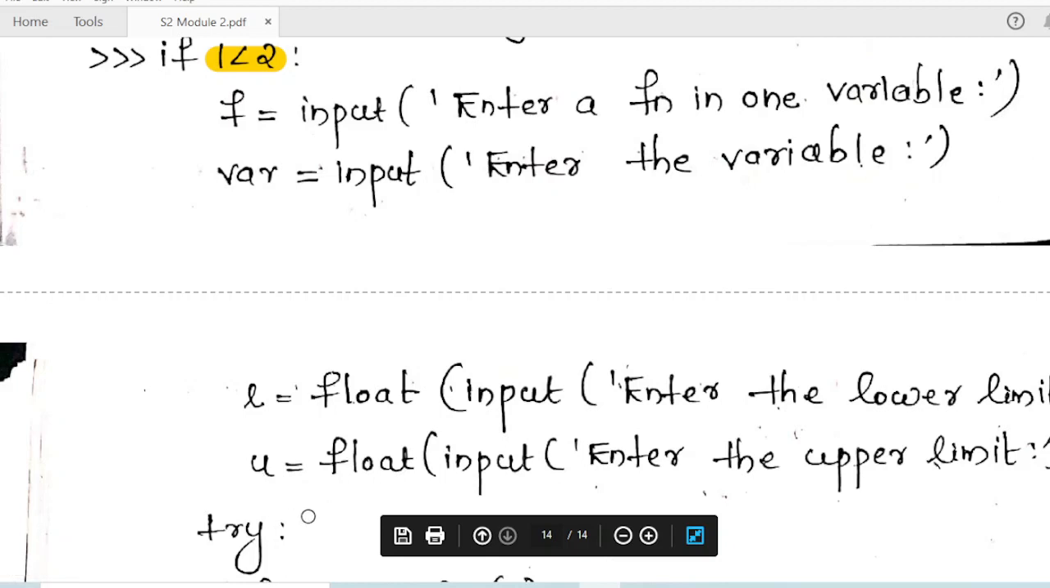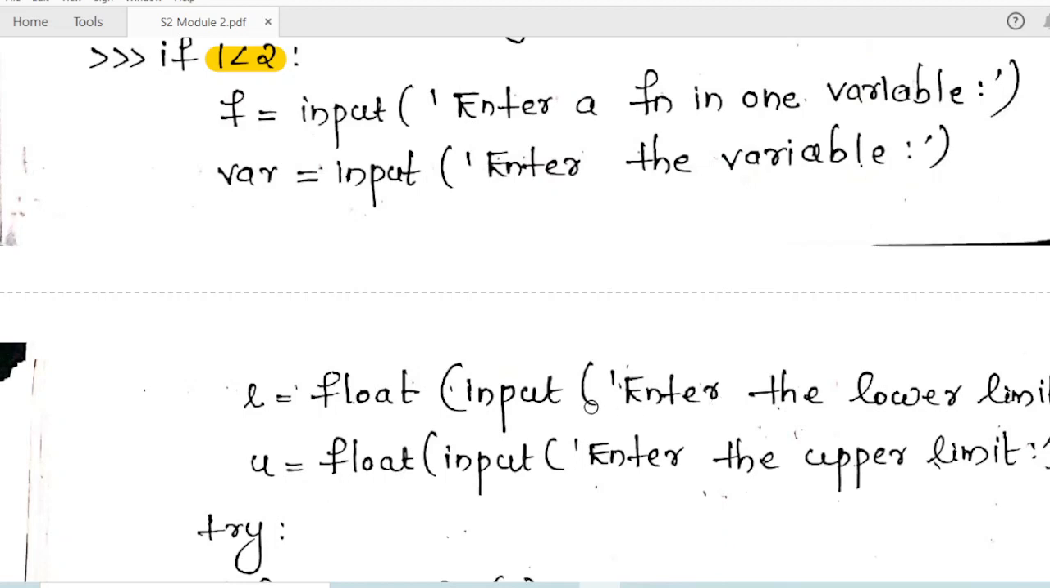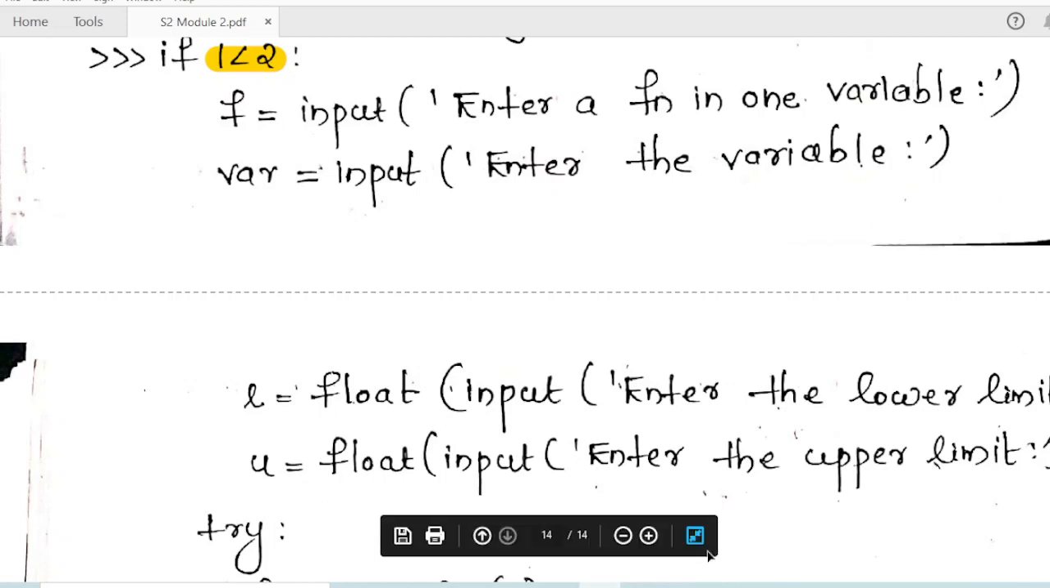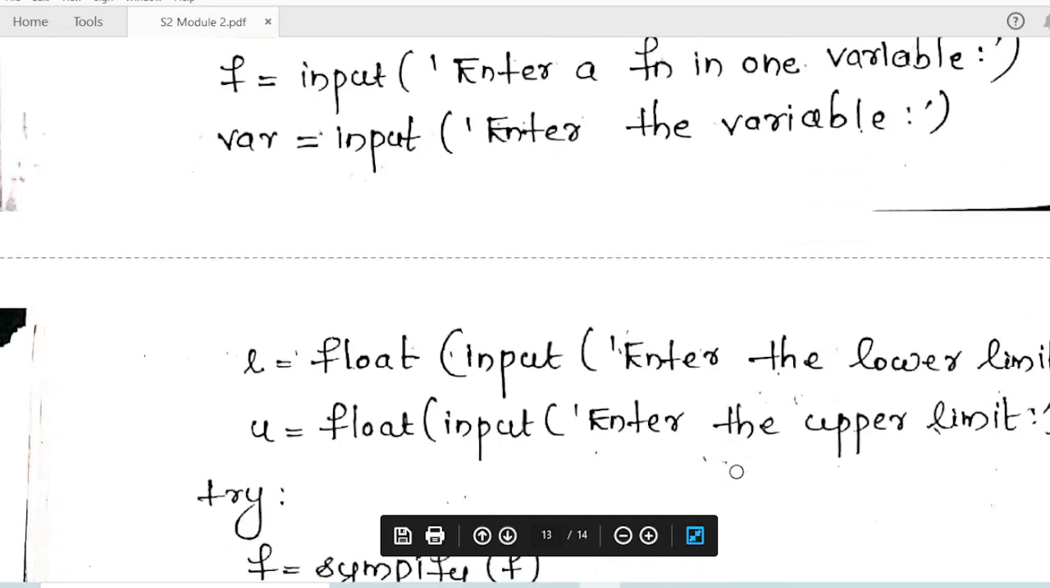L and U എടുക്കുകയാണെങ്കിൽ parameter also should be the same. If you are taking A and B here, earlier our parameter was A and B, so here also we are going to take A and B. Plot. So we know that we are always going to consider it as a float function. Input, enter the lower limit. We don't need to consider this for float function, integer only. U equal to float input, enter the upper limit.